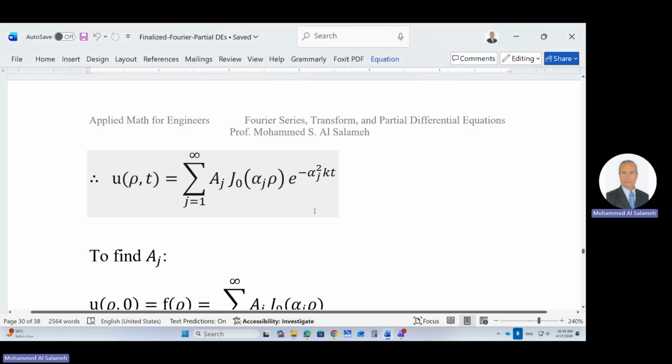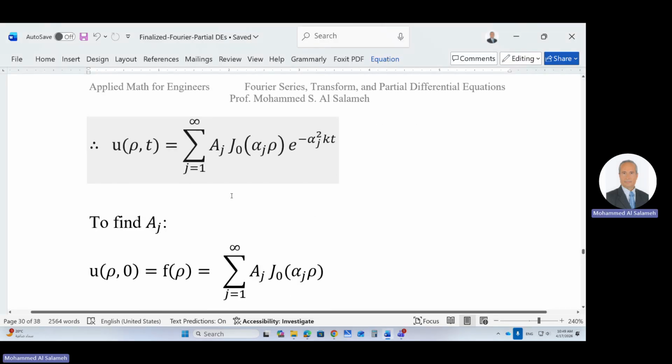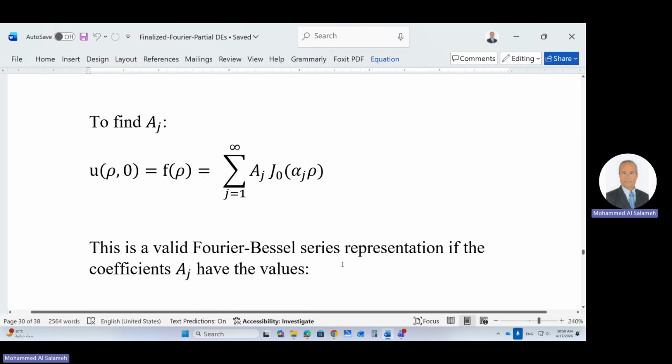To find a j, we apply the initial condition that u as a function of rho at time 0 is equal to f as a function of rho, which is given already. Now, if you put time 0 here, the exponential will cancel, and we have summation a j J0 alpha j rho. This is a Fourier-Bessel series. Sorry, this is Bessel functions, J0, not Legendre.